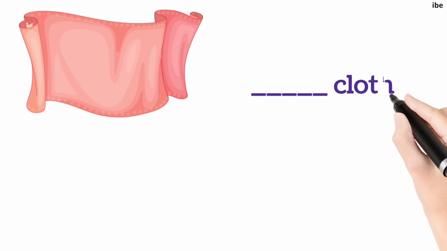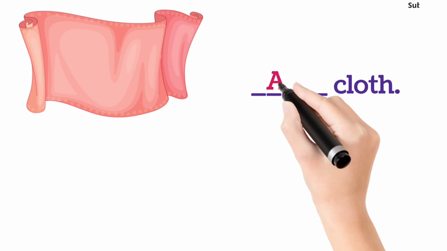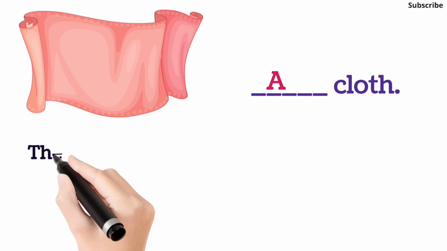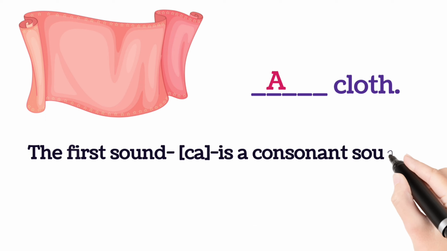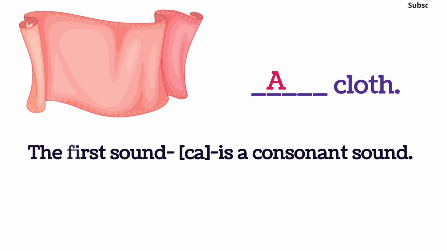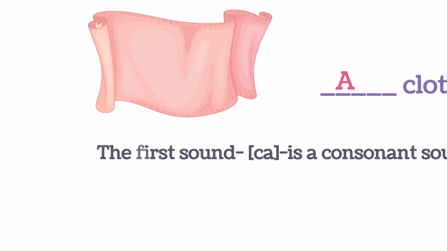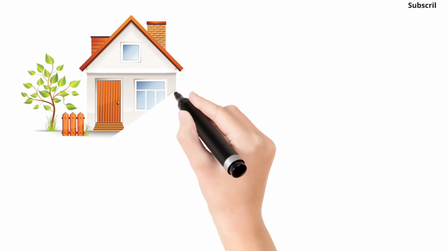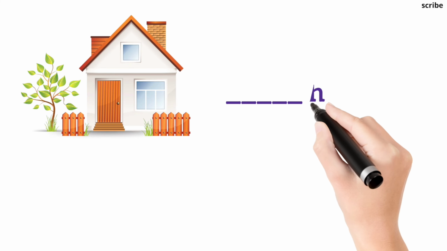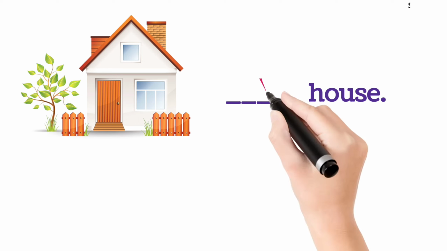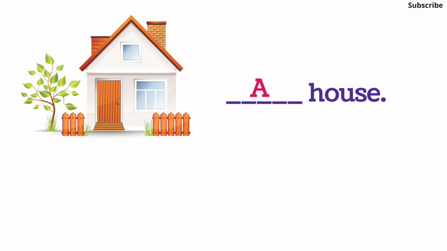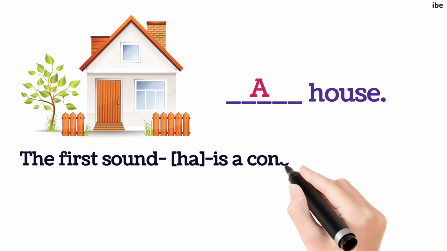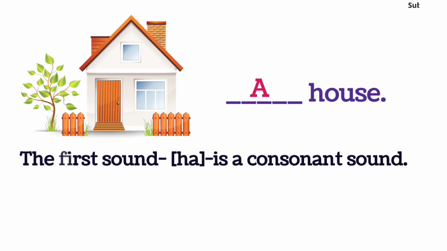Dash cloth. A cloth. The first sound k of cloth is a consonant sound. So a cloth. Dash house. A house. The first sound h of house is a consonant sound. So a house.